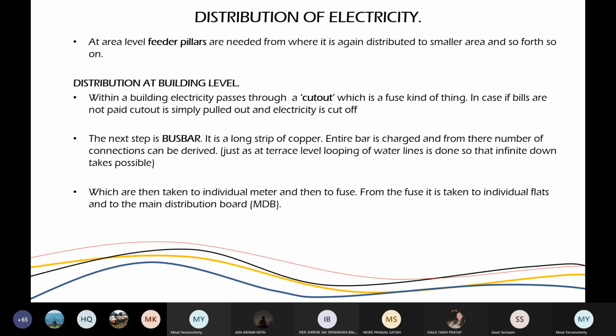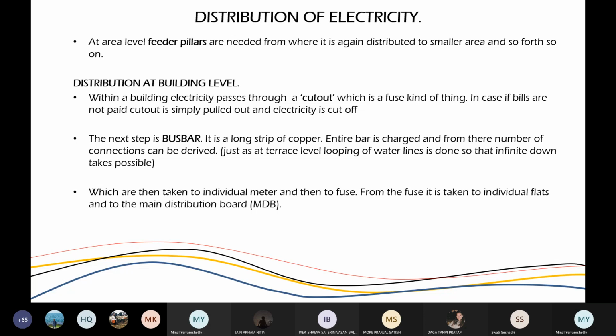Which are then taken to individual meters and then to fuse. Okay? Now from the fuse, it is taken to individual flats and to the main distribution board. What are all these? We will come to it one by one. So please understand. Now from the bus bar I have distributed. Okay, from one wire, one became many. Right? So now I have many wires. Now all these wires are going to all these individual flats, right? Or all these individual areas.